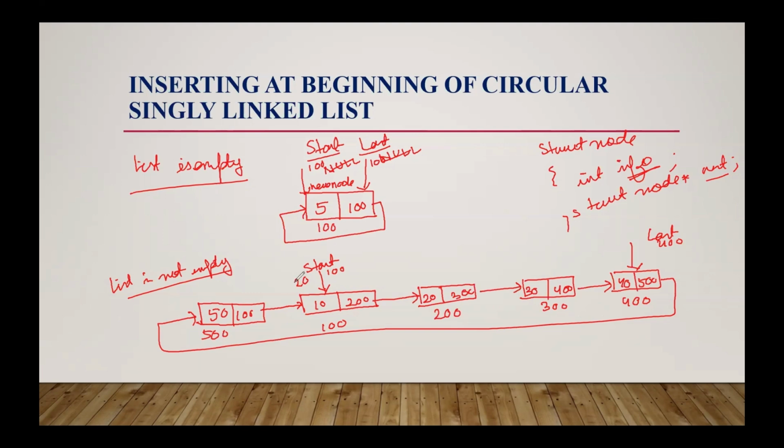What is this node's value? 500. So we have to store that value, 500. Then we have to store the value of start equal to 500. If we make start equal to 500, then what happens? This node connects to this one.